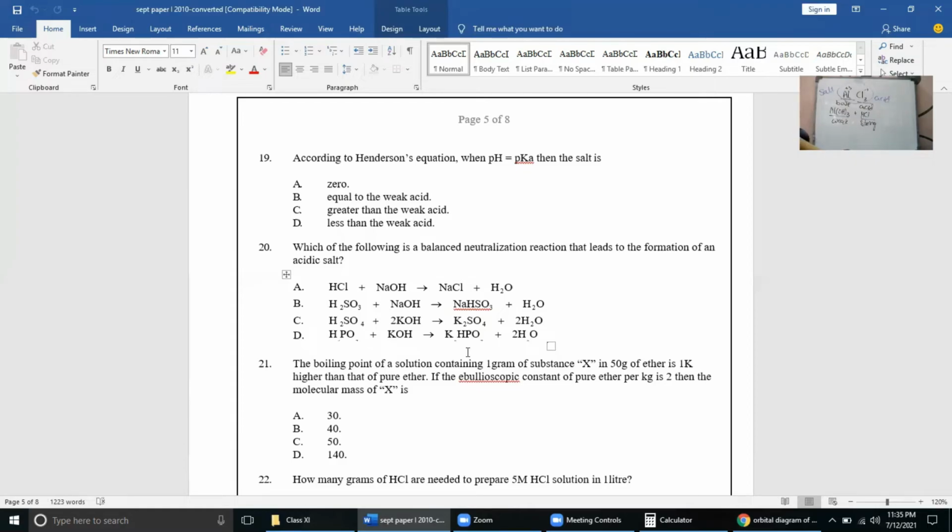Now here there are two salts which contain hydrogen ion, but over here this formula is wrong. Balancing is wrong in this case. Oh, balancing is correct, but valency is wrong. So this will be the correct option. This is the balanced equation which is producing an acidic salt.